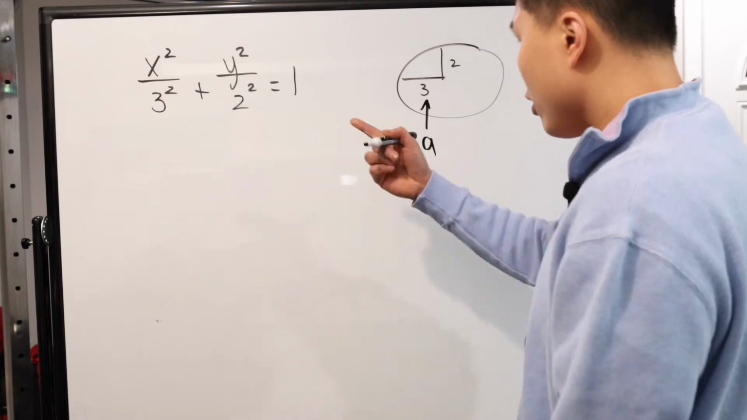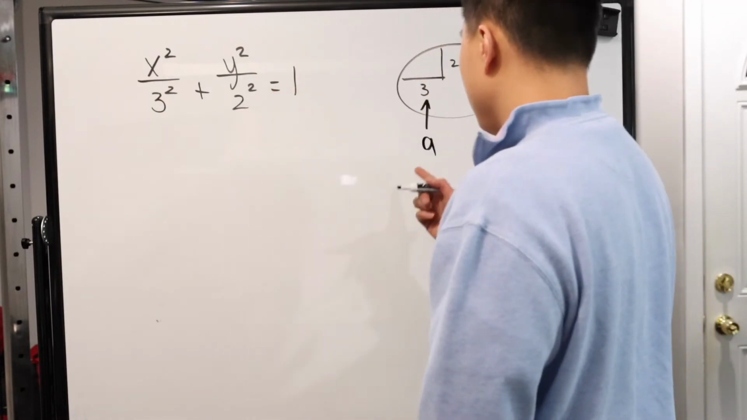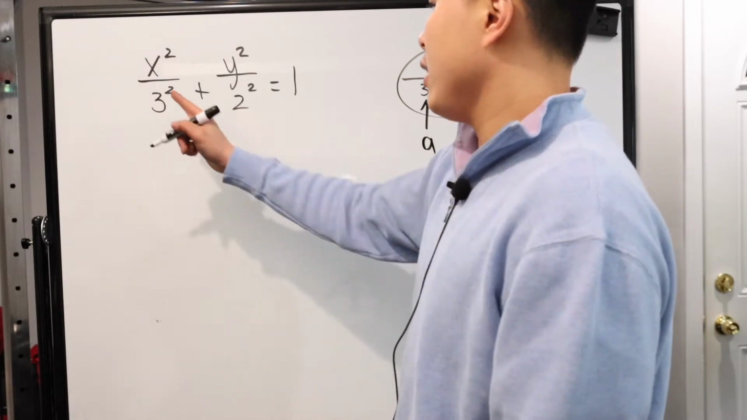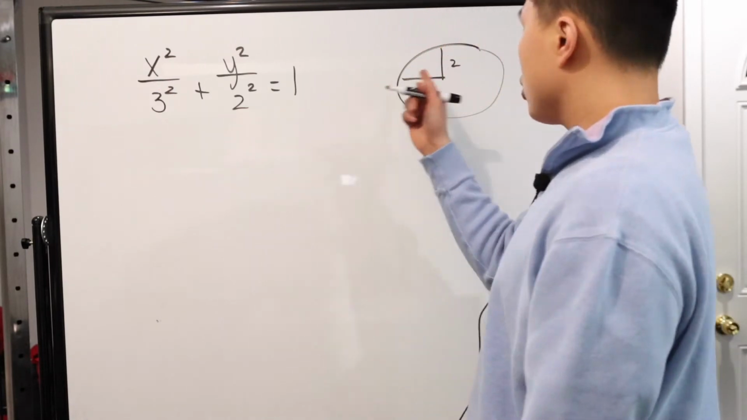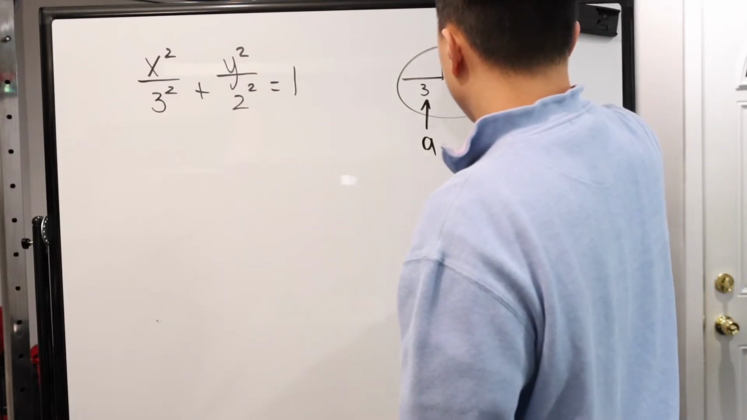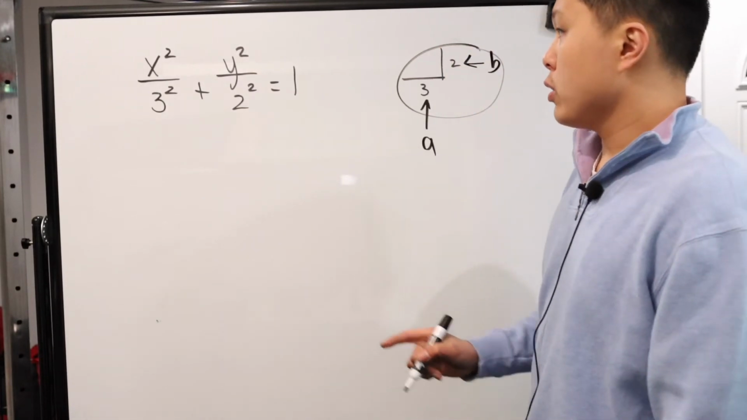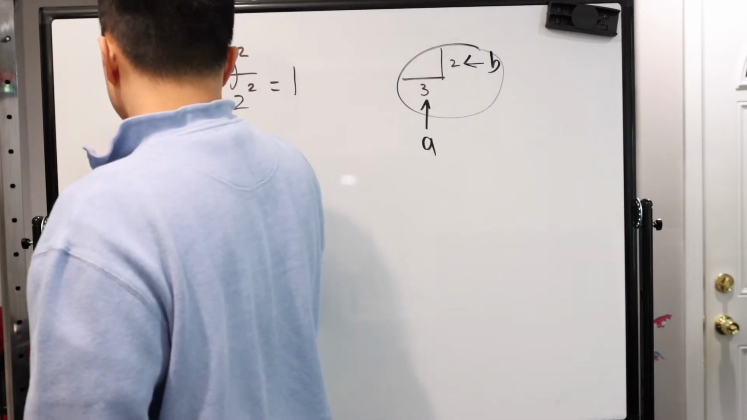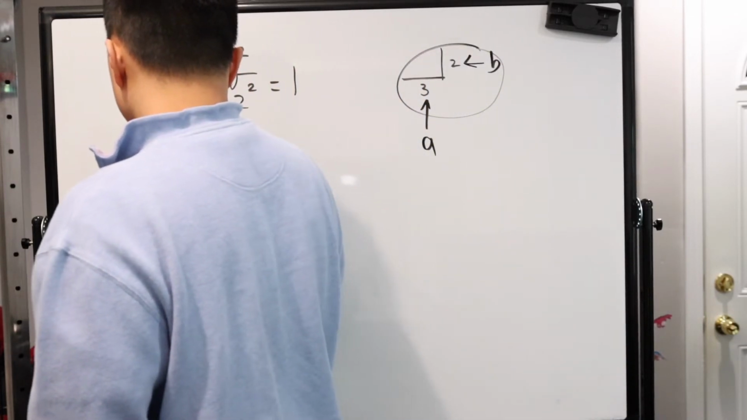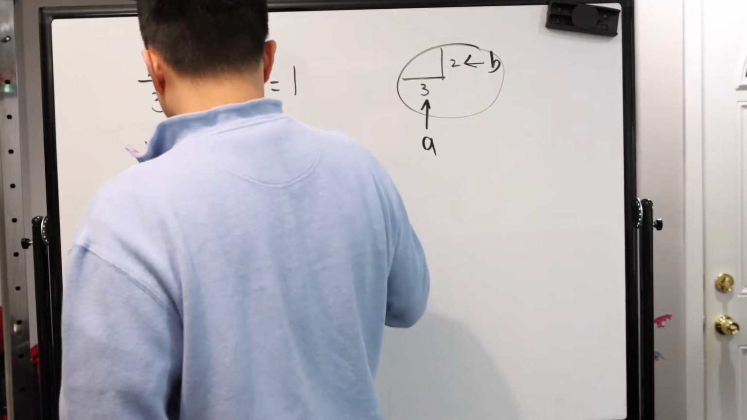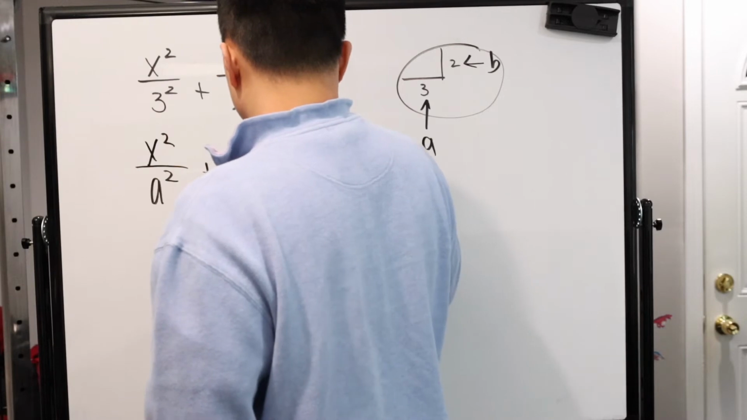Other renditions of this formula might use a different variable, but basically, I'm going to call this A. They can call it whatever, but understand that if it's under x, it's talking about the x coordinates, right? And then this one we can call B in this case, which is going to be the y coordinate. So instead of 3 and 2, we can rewrite this as x squared over A squared plus y squared over B squared equals 1.